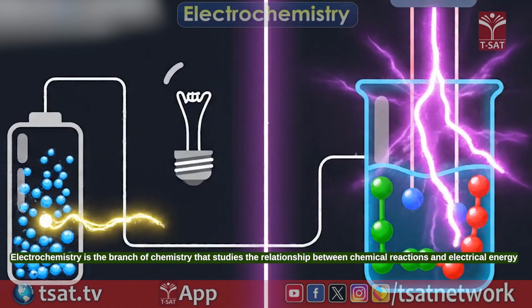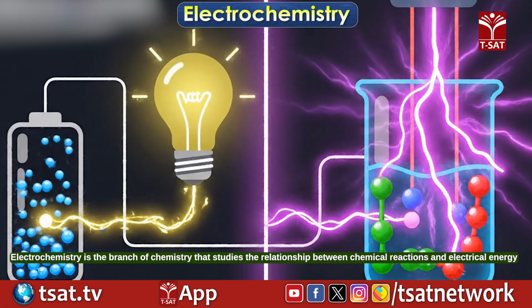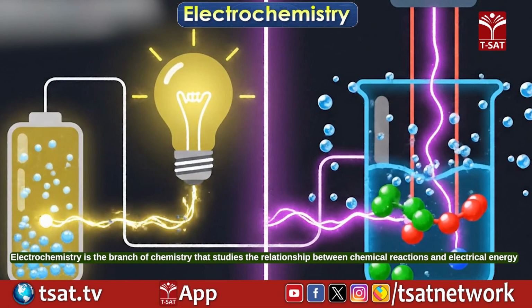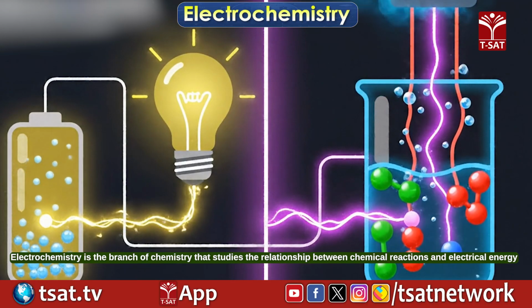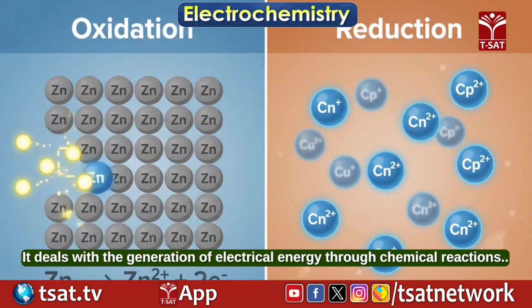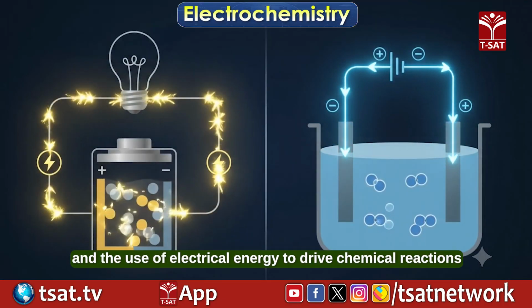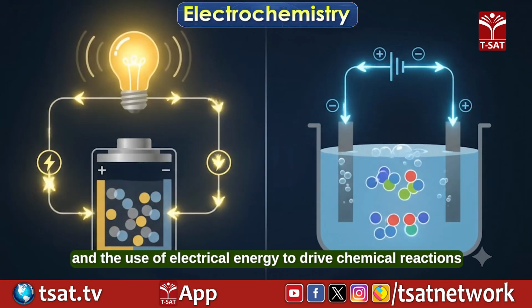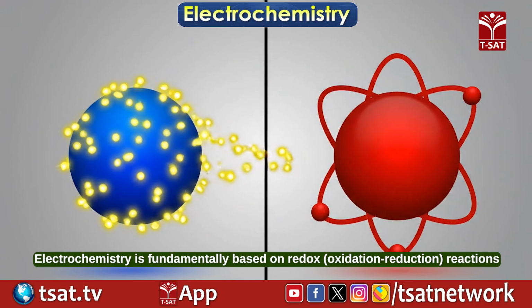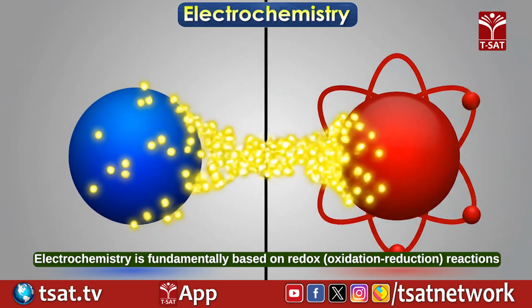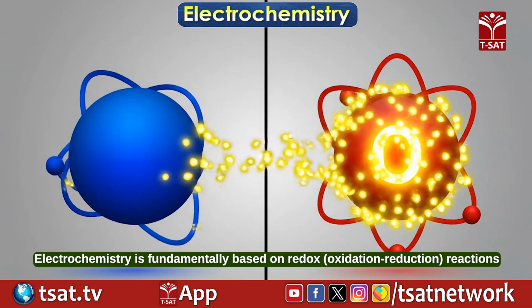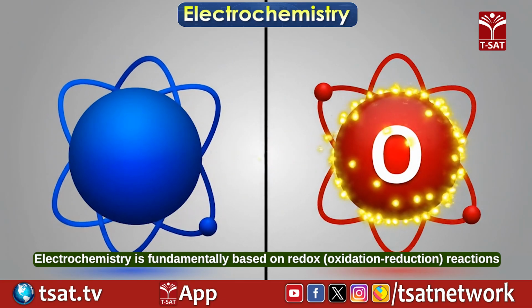Electrochemistry. Electrochemistry is the branch of chemistry that studies the relationship between chemical reactions and electrical energy. It deals with the generation of electrical energy through chemical reactions and the use of electrical energy to drive chemical reactions. Electrochemistry is fundamentally based on redox, oxidation-reduction, reactions.